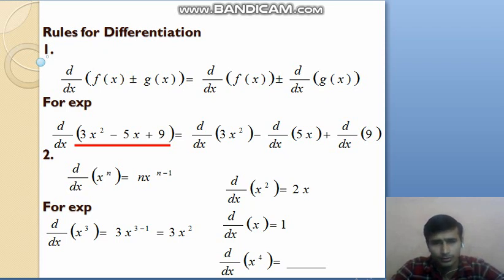Rule number 2, differentiation of power. d by dx of x raised to n is equal to n x raised to n minus 1, right?